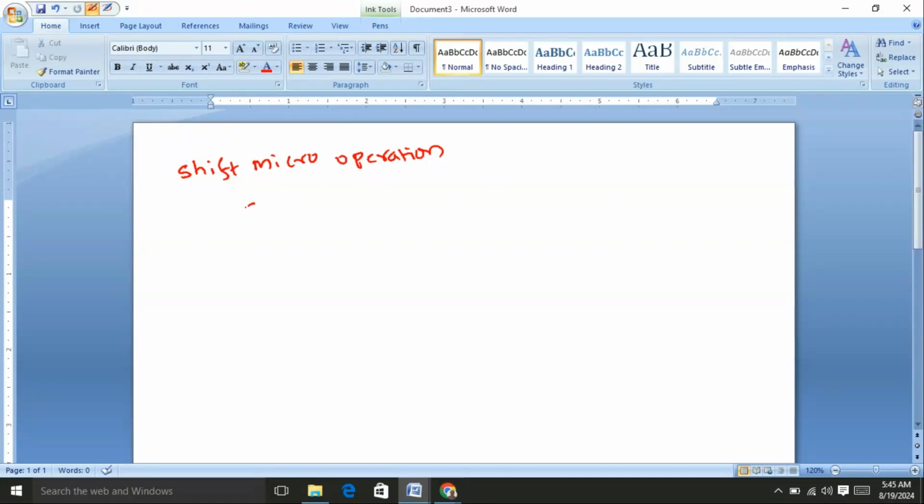Let us consider an example, 1011. This is the data within the register. To move the bits within the register towards the left side or towards the right side is known as shifting. Suppose the 1 bit is here, and 0 bit is here, and 1 bit is here, and 1 bit is here. This is known as the left shift. In the same way, suppose the 1 bit is here, and 1 bit is here, and 0 bit is here, and 1 bit is here. This is known as the right shift.